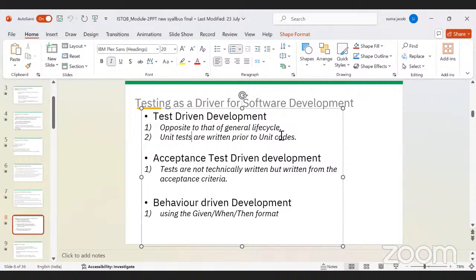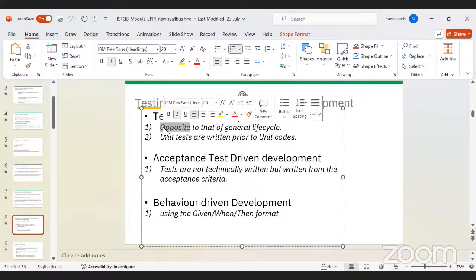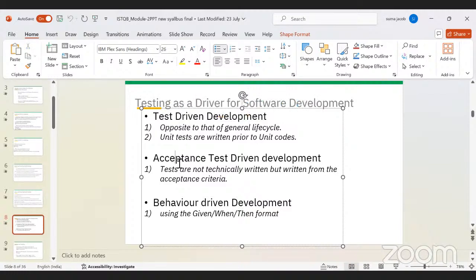So in general, we can say that test-driven development is just the opposite of the general life cycle, where unit tests are written prior to the unit code. This is mostly technically written, right?